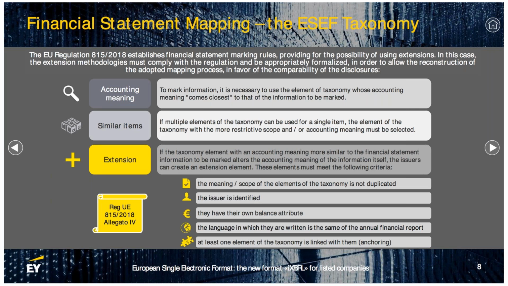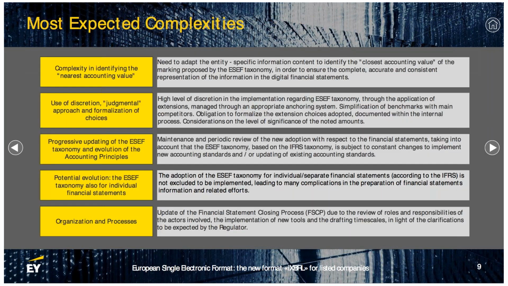This is an important opportunity for the listed companies, and we are supporting several companies on this. Just to make a benchmark, in Italy we have some clients that have created 20 custom extensions. The main extensions are related to the cash flow statement and the movement of the equity. We have tried to summarize some expected complexities, but I will not bore you about this. Just one thing: it's important to formalize the judgmental approach of the choices. So we are supporting the clients in the formalization of the choices.